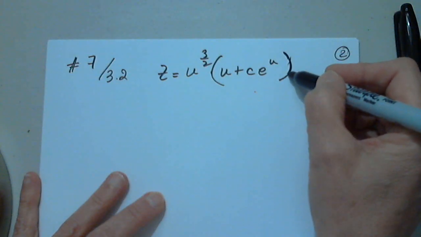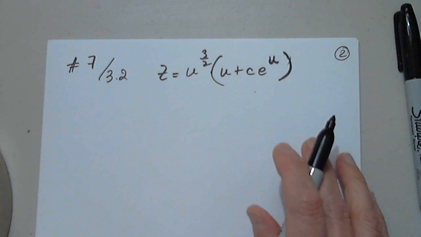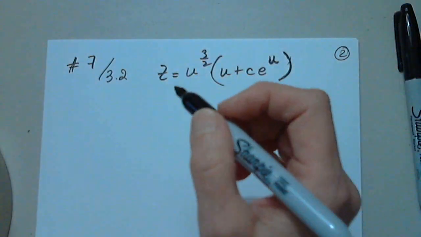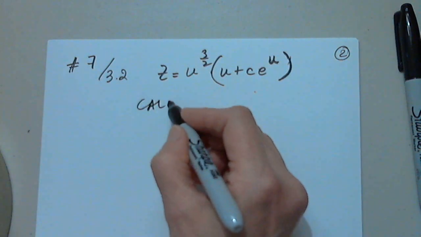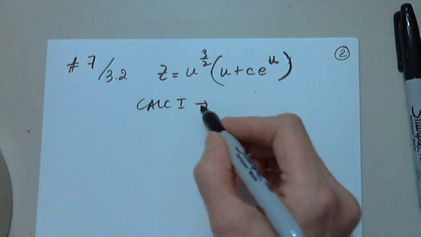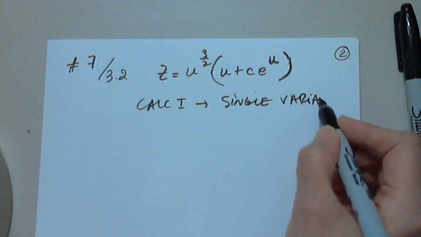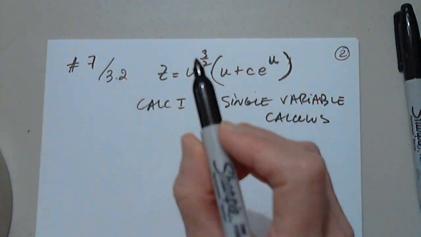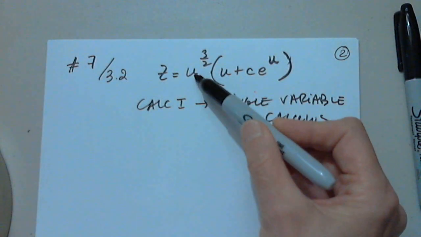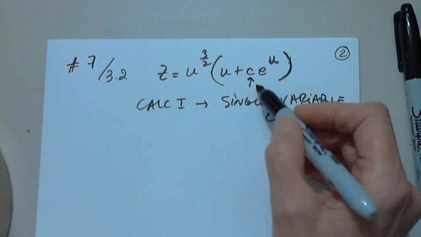Yeah, that's right. And then the question asks to differentiate, and assume that C is a constant. Of course. So remember, in this class, this is Calc 1, which deals only with single variable calculus. In other words, I cannot have two variables. So obviously, in this particular situation, C is a constant.